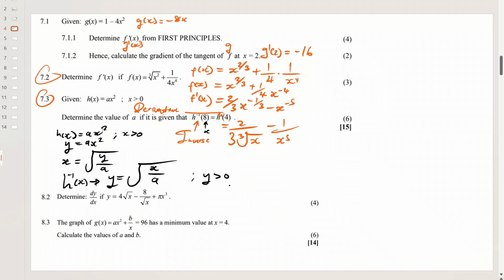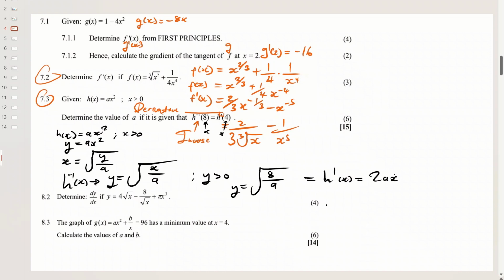So we are going to say now this is y equals the square root of 8 all over a. Yeah? And this has to be equal to what? To the derivative of our original function h of x. So we are just taking the derivative of that. Taking the derivative of h of x would be 2a and then x. And in the place of x, we are going to replace that with 4.